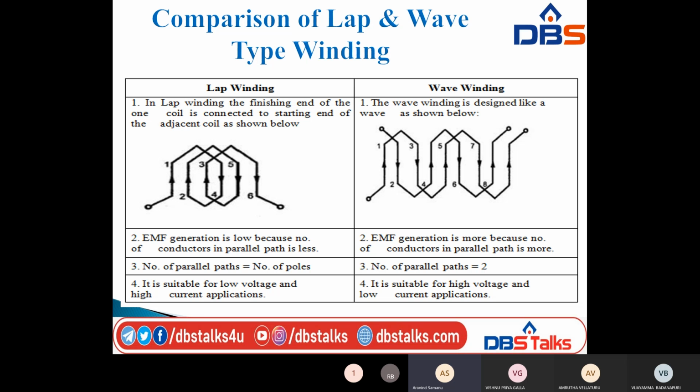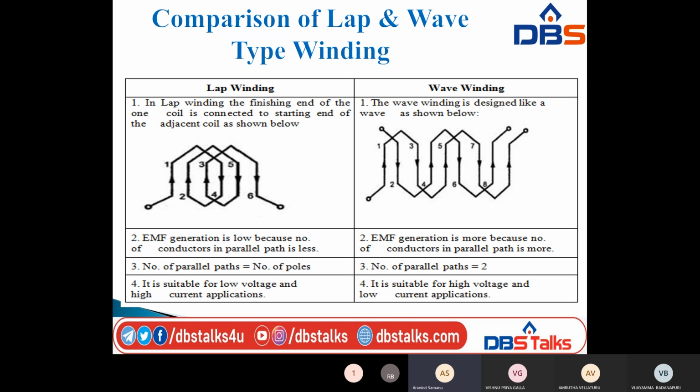Okay, one more point is also there. The lap winding is used for generators of capacity more than 500 amperes. So note this point. Normally the lap winding is used for generators of capacity more than 500 amperes. The wave winding is preferred for generators of capacity less than 500 amperes.